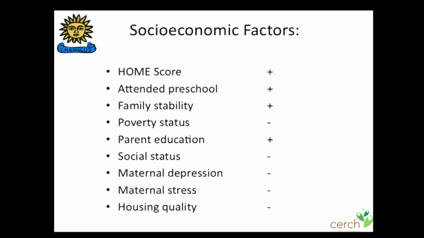To put these in a little bit more quantitative terms, when we look at our statistical analyses, I often think of these things as the covariates. These are the things we often control for in statistical analyses. And in our studies and in some others, these often come out as important for the outcomes we're looking at, like neurodevelopment. Home score, the home observation score, which is a measure of stimulation. Whether they attended preschool is very important. Family stability, with better family stability, there's better outcomes. Poverty status, poor children don't do as well. Parent education, social status, maternal depression, maternal stress is often a big factor in some studies, larger than effects related to pesticides. And then, of course, housing quality.